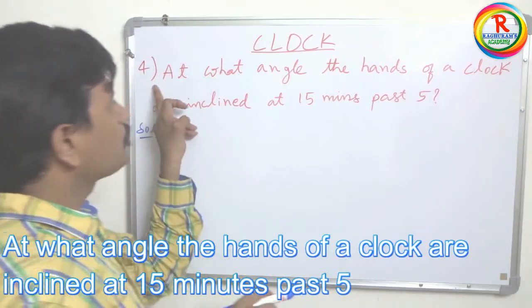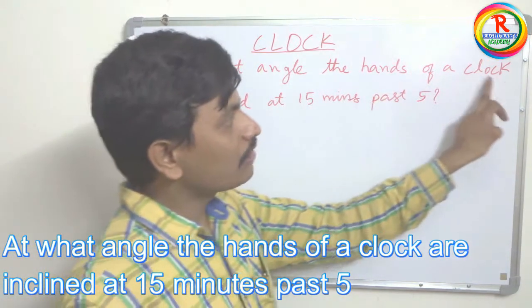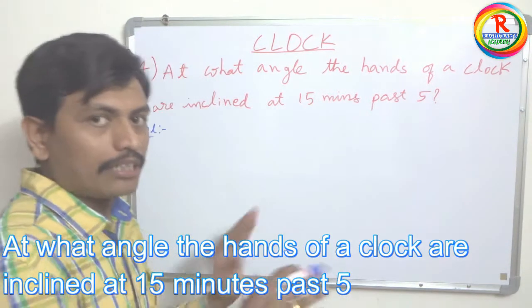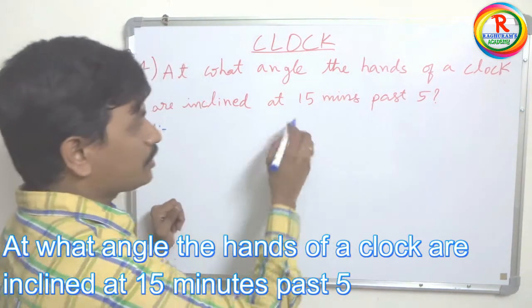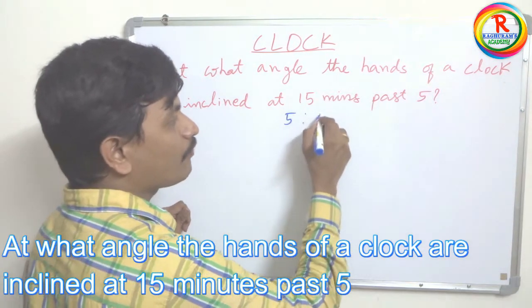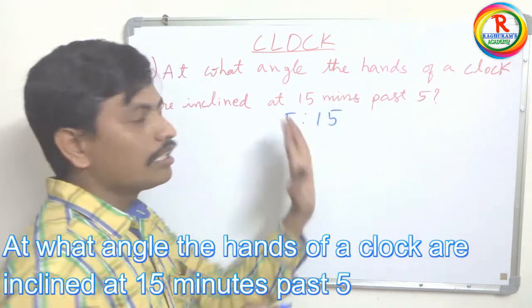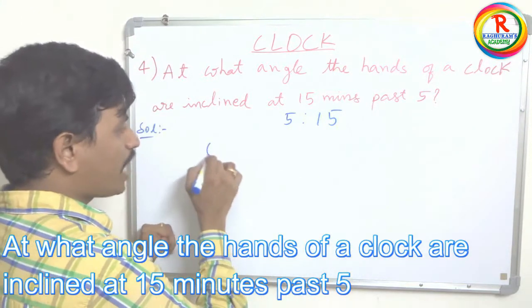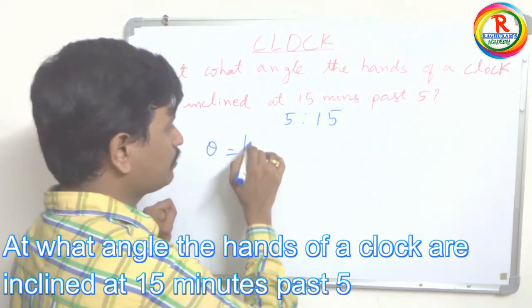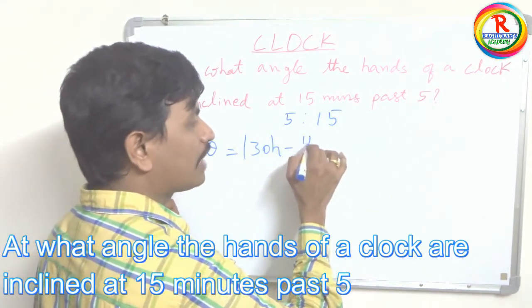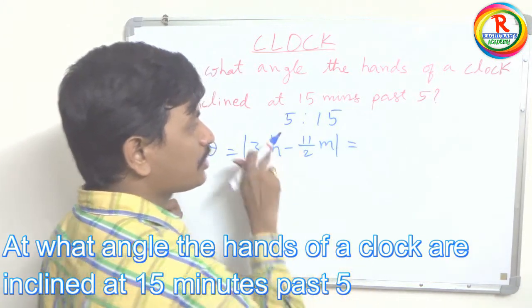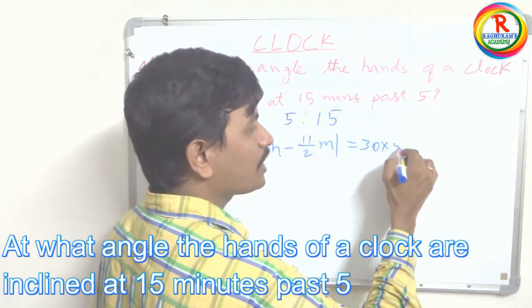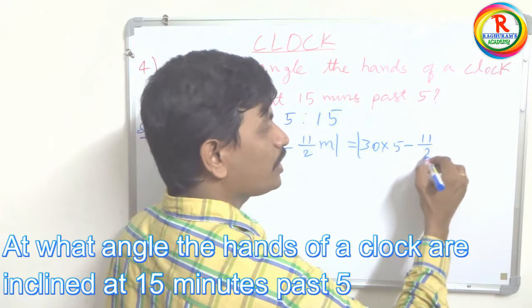Let us see another problem, the fourth one. At what angle are the hands of a clock inclined at 15 minutes past 5? Same problem, but they asked in a different style. 15 minutes past 5 means 5:15. At 5:15, the angle between hour hand and minute hand. So we have only one formula, that is theta is equal to 30h minus 11 by 2 m. So what is the hour? 5, and minutes is 15. So 30 into the hour 5, minus 11 by 2 into m.